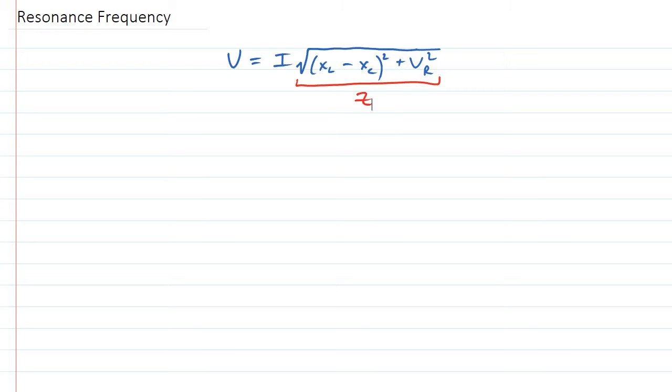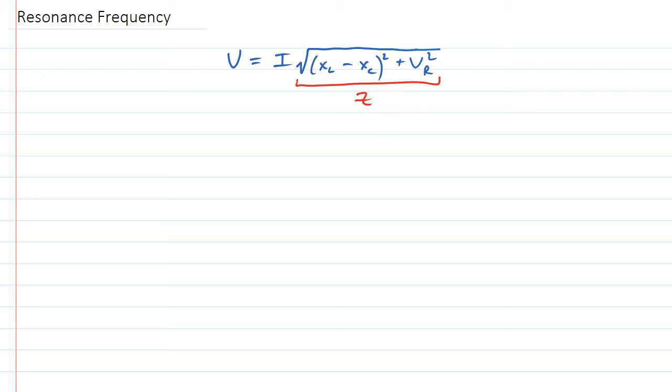We're going back to RLC circuits, and what we want to do now is basically maximize the current that's going to go through the circuit. The way that we do that is by reducing the impedance. If impedance goes up, the current will go down. If the impedance goes down, the current will go up. So we want to get Z as small as we possibly can.